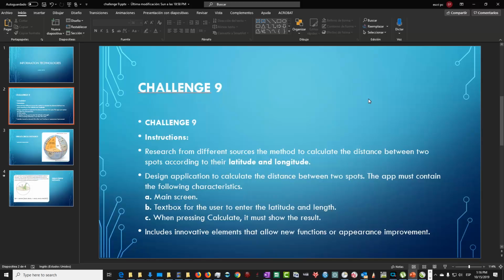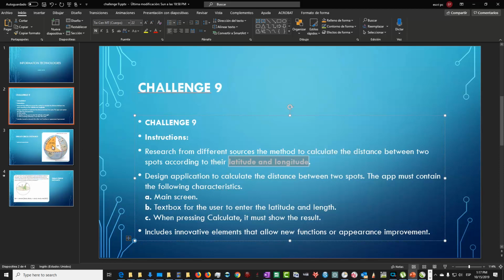Okay guys, so for challenge number 9, you need to calculate the distance between two spots located on the surface of the Earth. Actually, it can be on any sphere, but let's do it on the Earth. And this spot's location must be specified by the user using the latitude and the longitude description for these points. So I guess you first of all need to understand what is the latitude and the longitude.